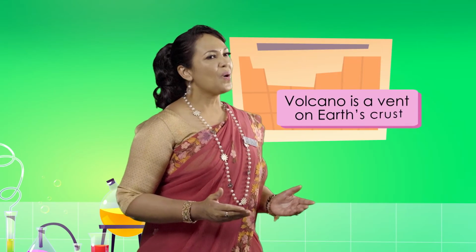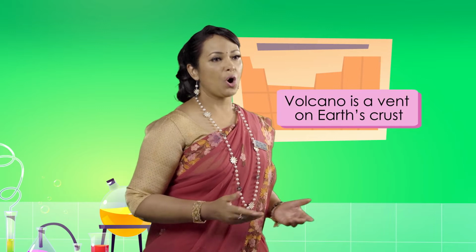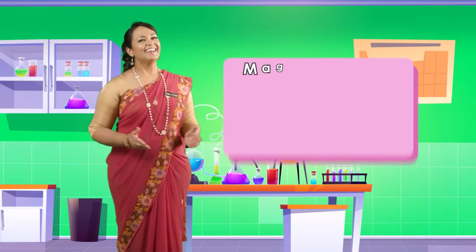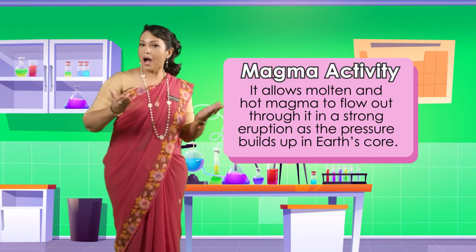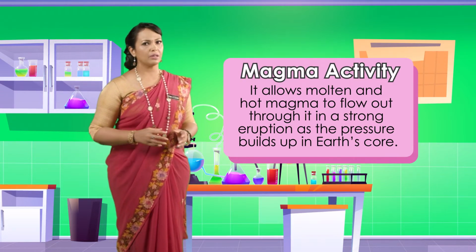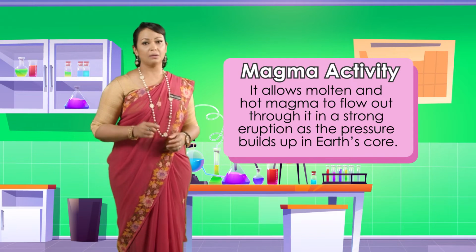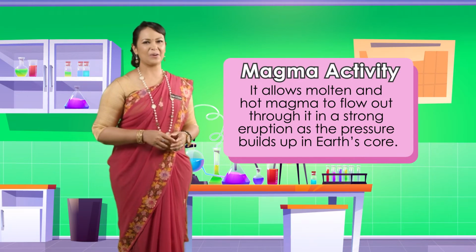Last but not least is the third endogenic process, which is the magma activity. Volcano is a vent on Earth's crust. It allows molten and hot magma to flow out through it in a strong eruption as the pressure builds up in the earth core. A volcanic eruption causes the formation of igneous rocks, which we have previously learned.